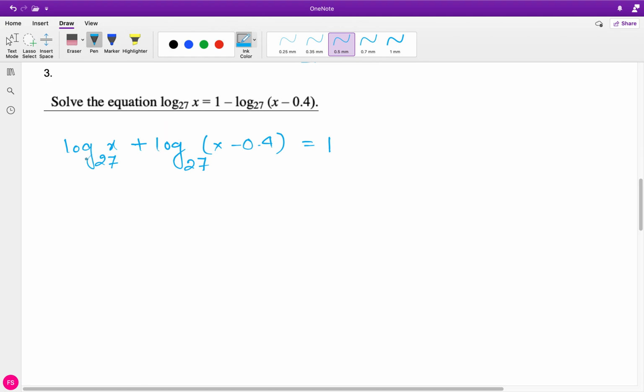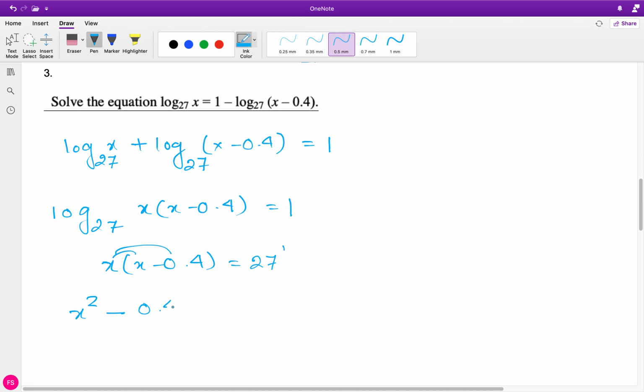Now, log a plus log of b to the same base, you can just multiply. This will give me x times x minus 0.4 equals 1. I'm going to change this logarithm form and write it in an exponential form. So this side I will have x times x minus 0.4 equals 27 to the power of 1, which is just 27. If you multiply, open this, we have x squared minus 0.4x.